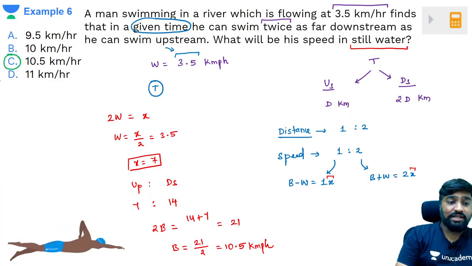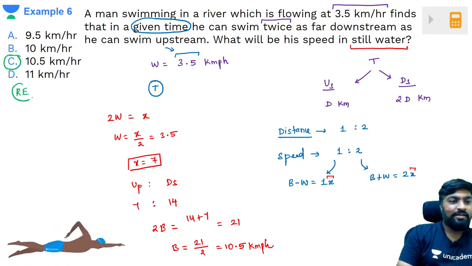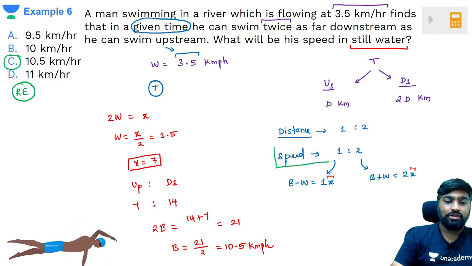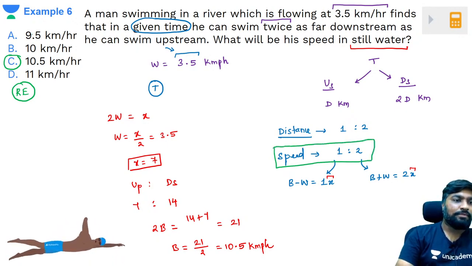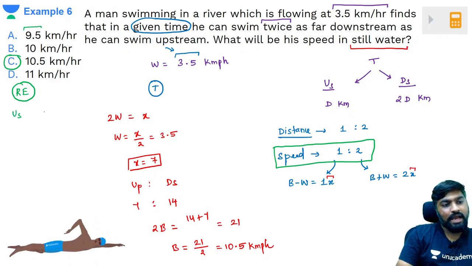Yeah, a more efficient method, that's called reverse engineering. Nobody else calls it that. I call it reverse engineering, where you plug in the answer choice and check. Yes, simply plug in the answer choice and check. What is our checkpoint? Our checkpoint is that the ratio of the speeds has to be 1:2. So let's check with option A, upstream and downstream, right?